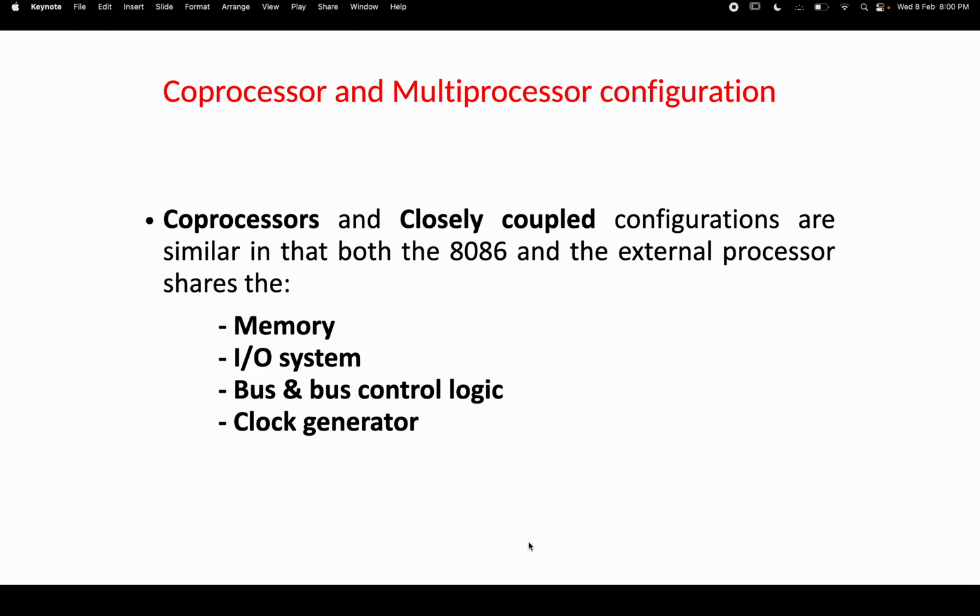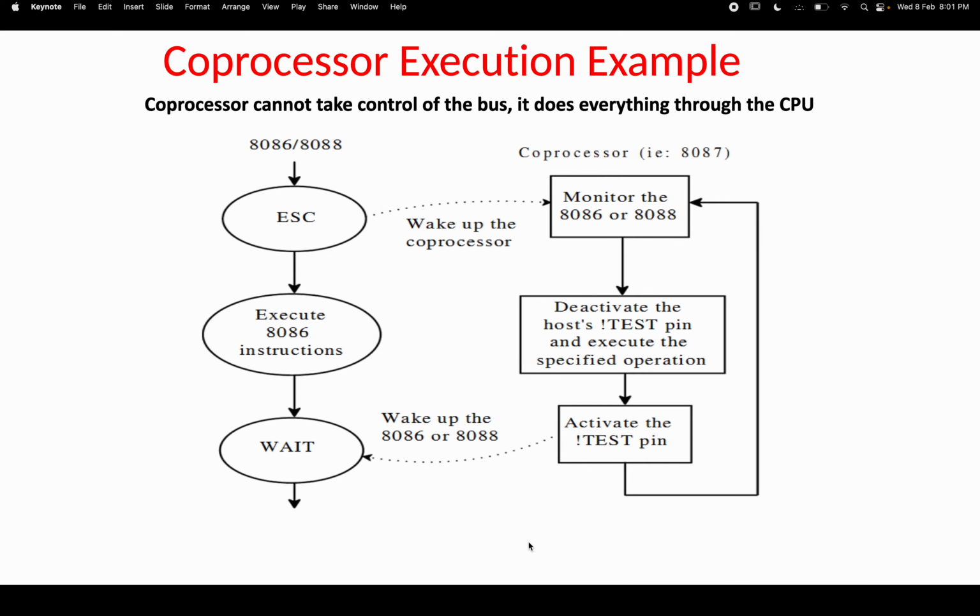First we will see coprocessor and closely coupled configuration. When we compare both configurations, both are similar in many ways. In both cases, 8086 and the external processor share the memory, input-output system, bus and bus control logic, as well as the clock generator. So first we will see the coprocessor configuration.